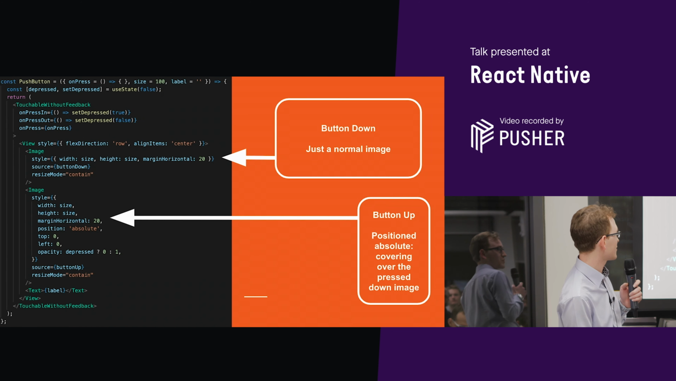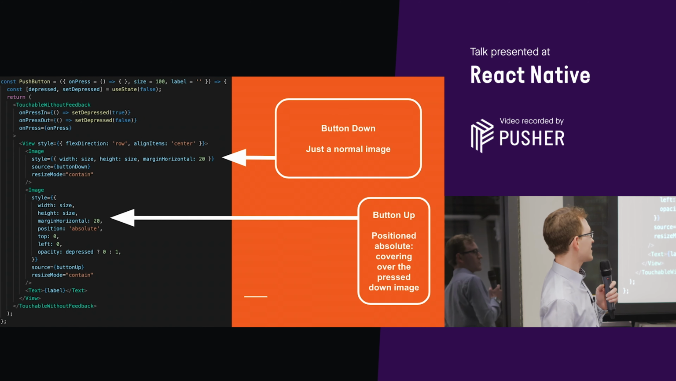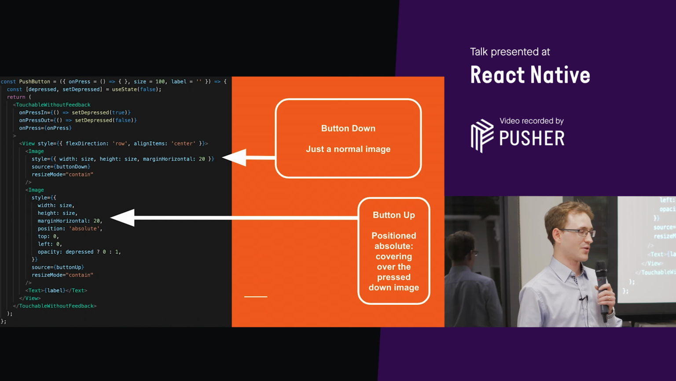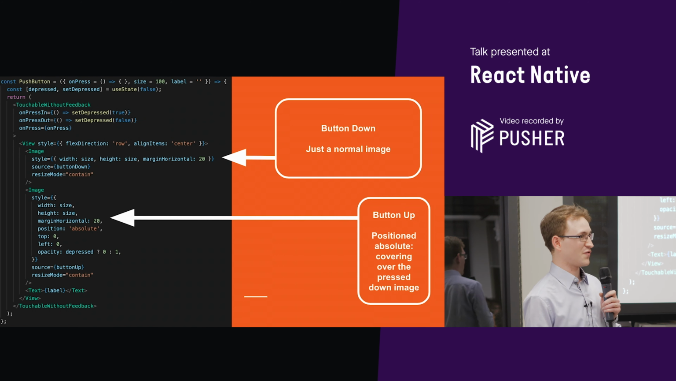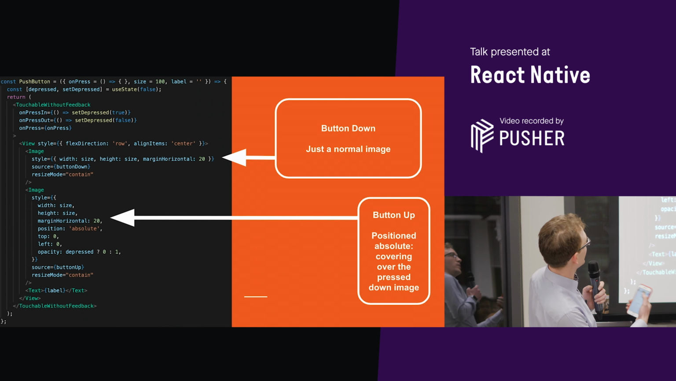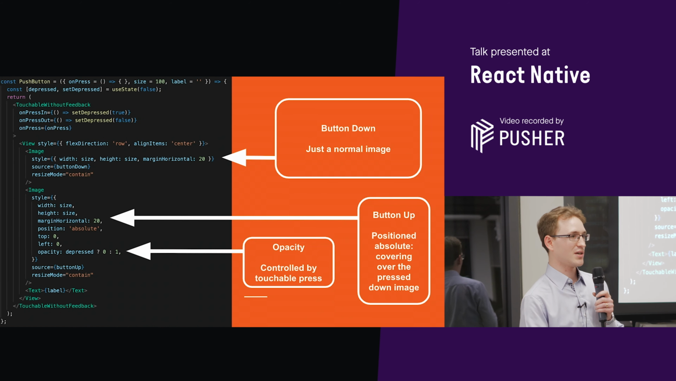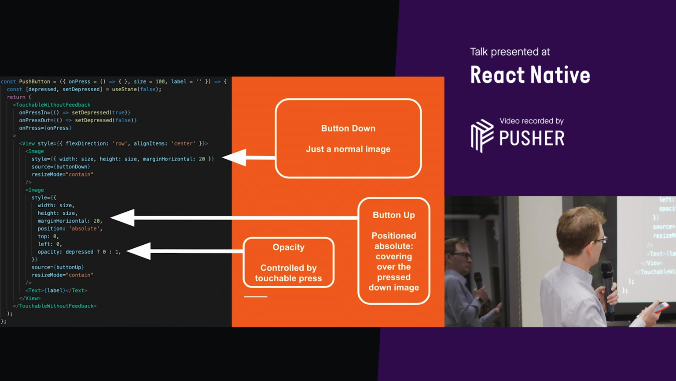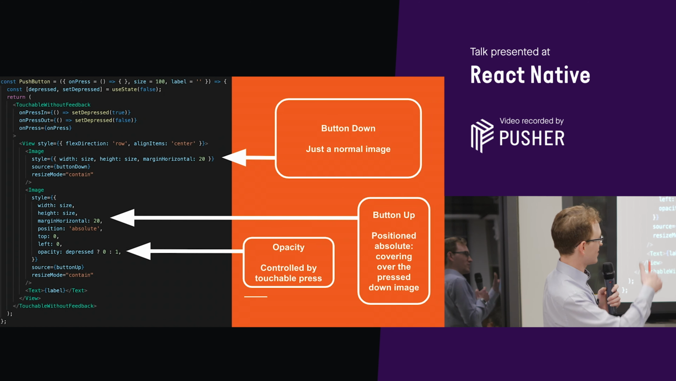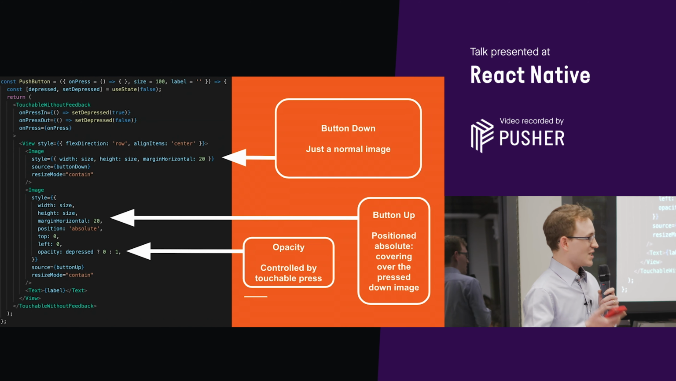Now the up version is absolutely positioned here over the top of the down one, but its opacity is set to 0, so that by default, it's going to be invisible. And then we're wrapping that all in a touchable without feedback, which, when we press it, is going to change that opacity so that the down button becomes visible. I've got my opacity the wrong way around.